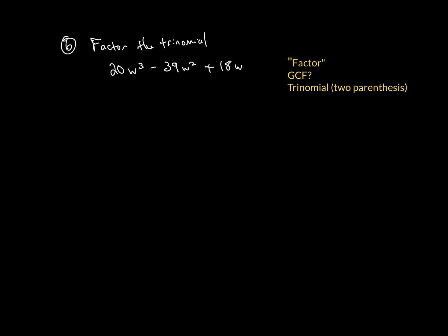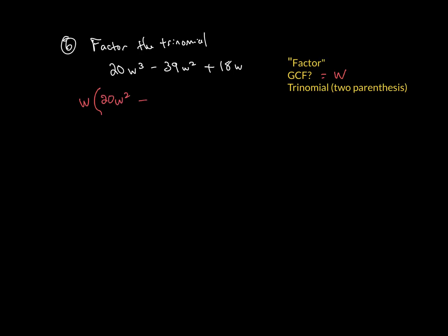Last example, factor the trinomial 20w cubed minus 39w squared plus 18w. No problems here as far as the order goes. We've got the highest to the lowest, the 3, 2, and then w to the first is last. So not going to need to rearrange this. We're going to start with greatest common factor. In this case, 20, 39, and 18. Nothing in common there. Can't take 3 out of everything or 2 out of everything. But we can take a w out. So w, and then we'll rewrite the rest of this.